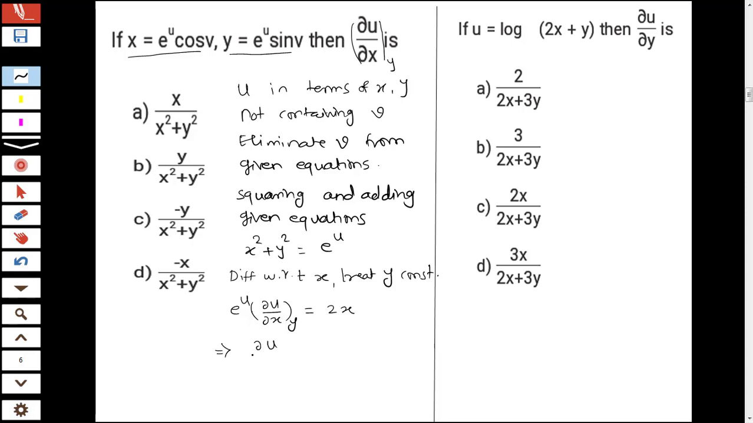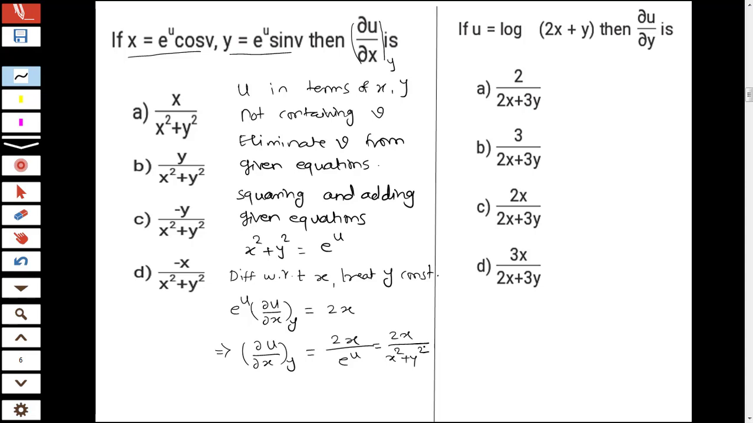So ∂u/∂x, treating y constant, will be equal to 2x upon e raised to u. But what is e raised to u? That e raised to u is x square plus y square. You can put that in: 2x upon this e raised to u, which is x square plus y square. So we have the answer, ∂u/∂x treating y constant is equal to 2x upon x square plus y square.